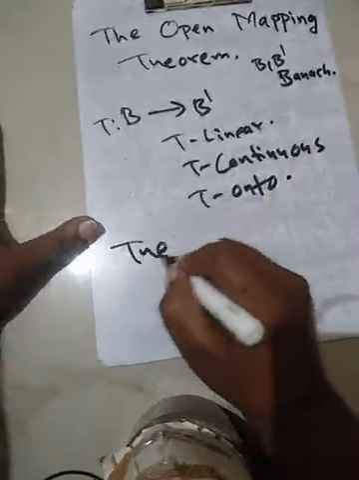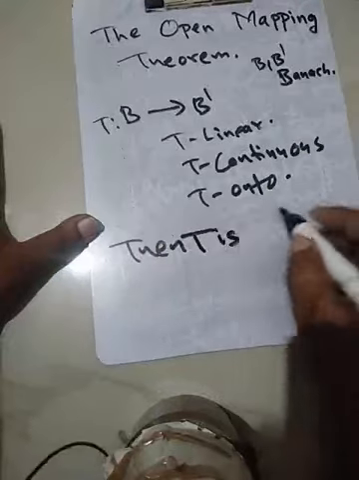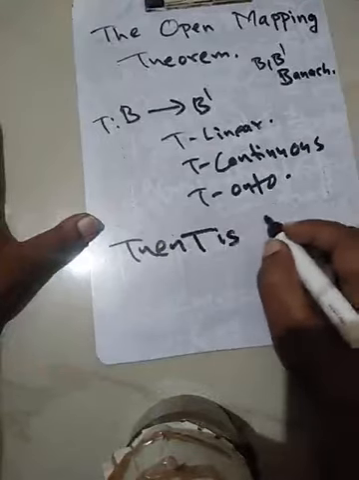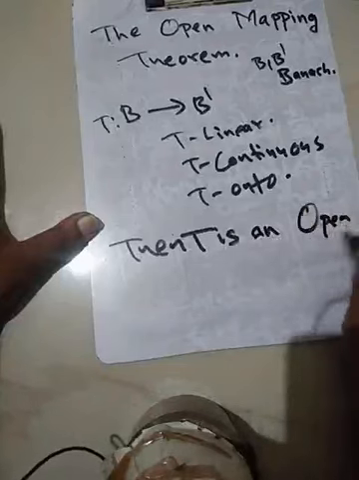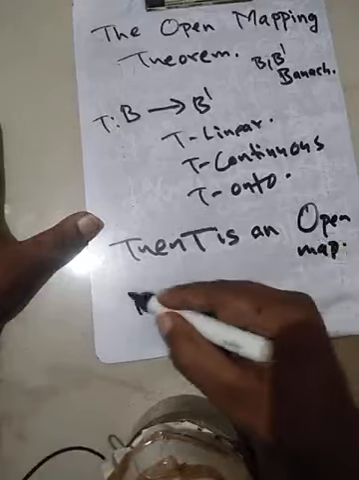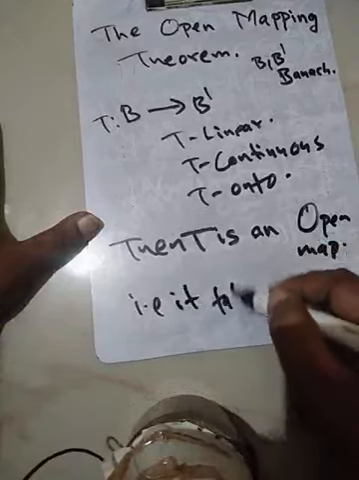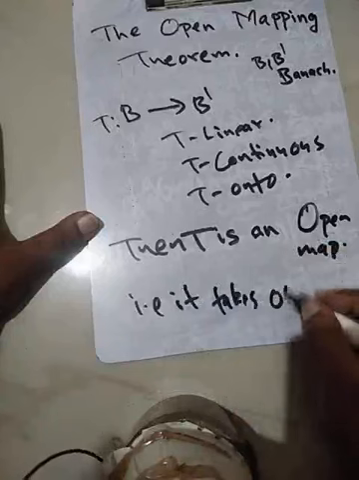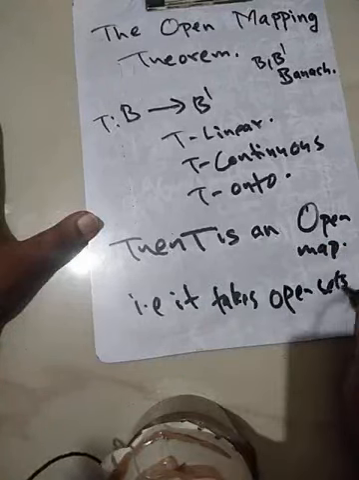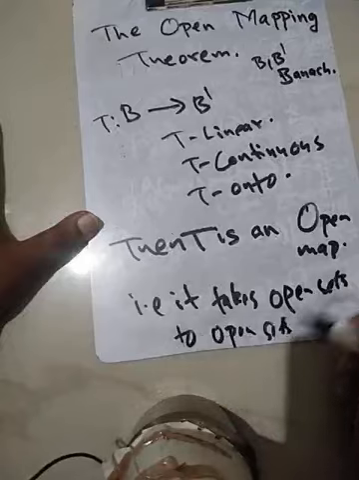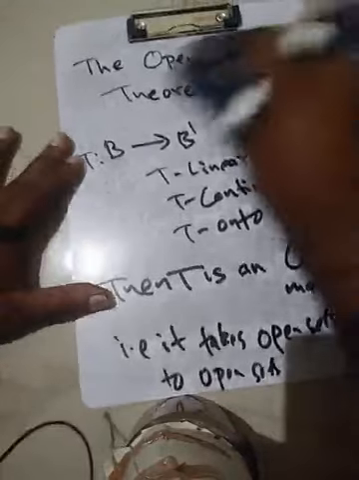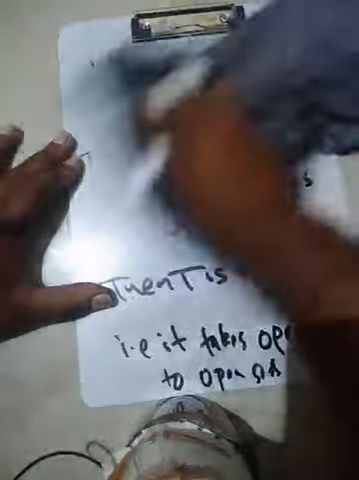Then this says that T is an open map. That is, it takes open sets to open sets. The point is that the inverse image of an open set is always open because T is given to be what?